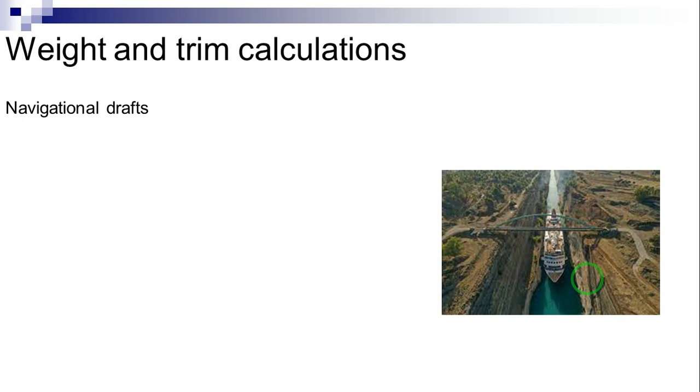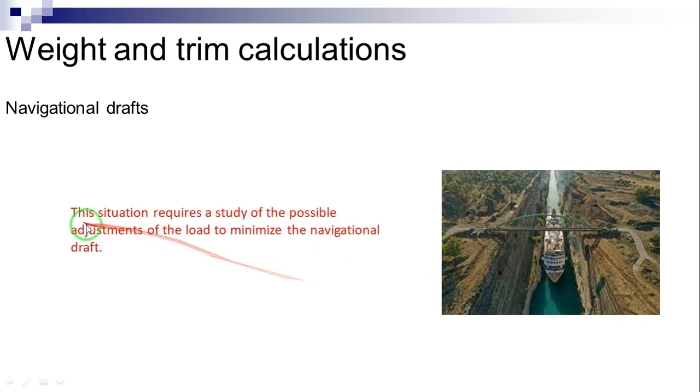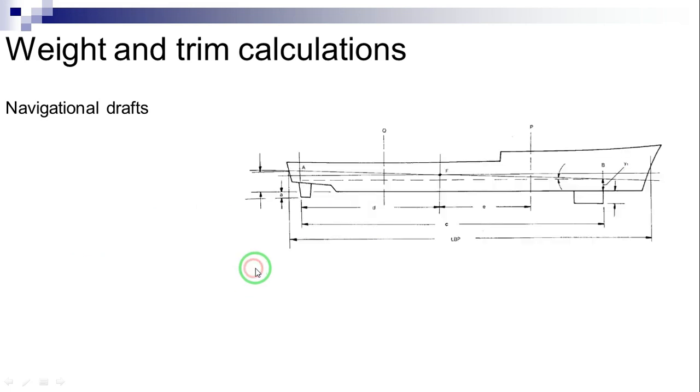This situation requires a study of the possible adjustments of the load to minimize the navigational draft. This figure shows a ship on which the rudder projects below the line of the keel a distance A and an appendage forward projects a greater distance B. The navigational draft will occur either at A or B. For any given displacement, the navigational draft will be minimized when the drafts at A and B are equal.